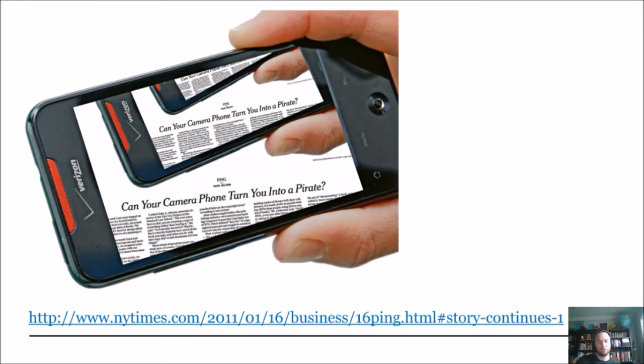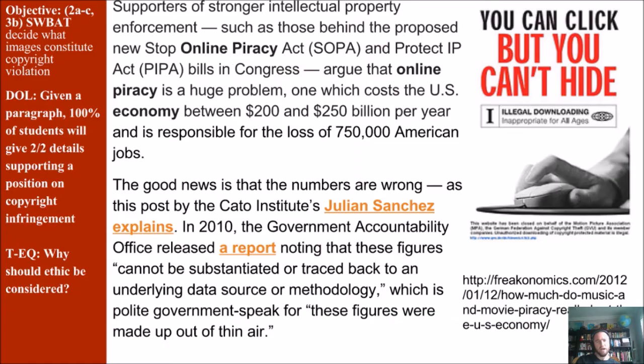So this story I told you came from a New York Times article. Here's the link. It was called "Can Your Camera Phone Turn You Into a Pirate?" Great article. I just chose the best pieces from it so I can give you a solid example of the things we're talking about in this unit in terms of copyright and copyright law.